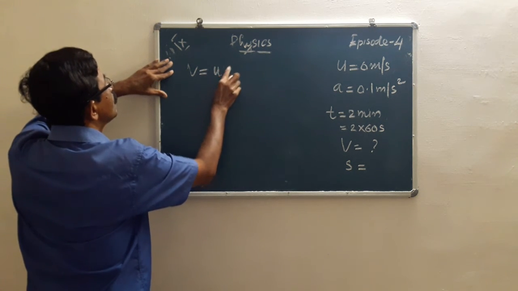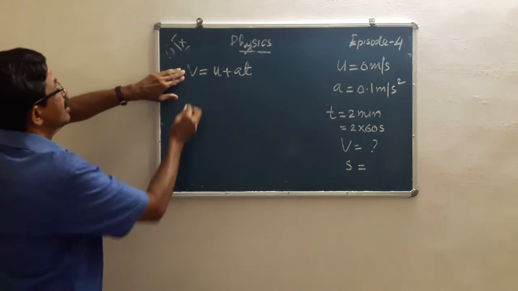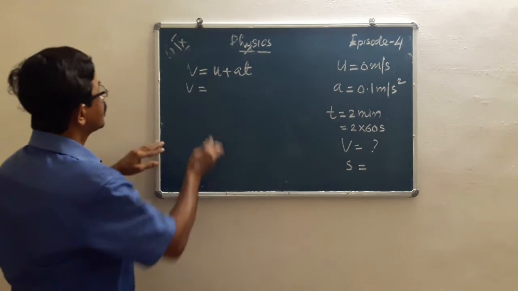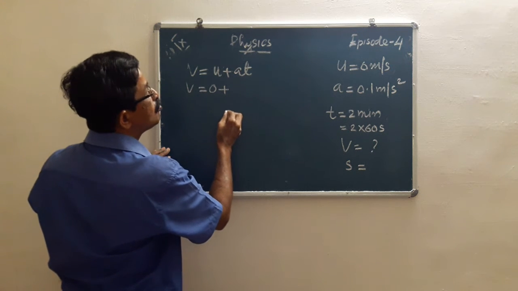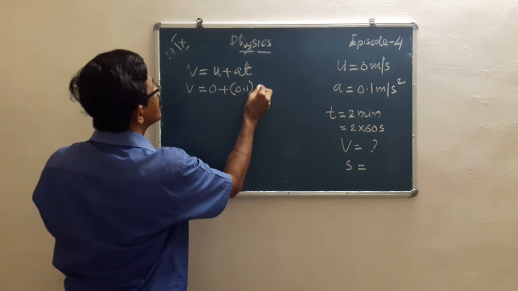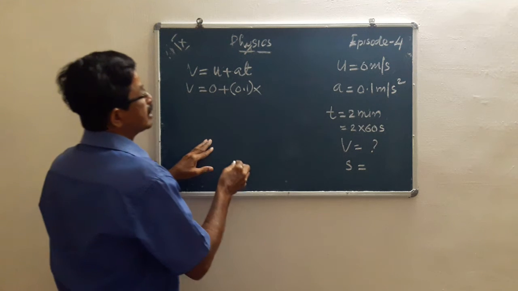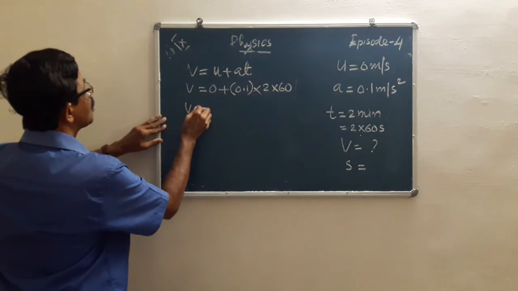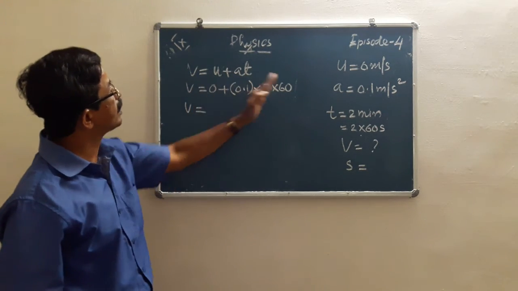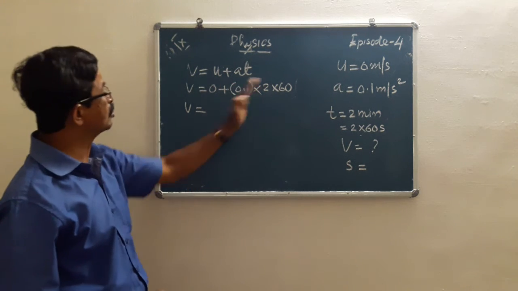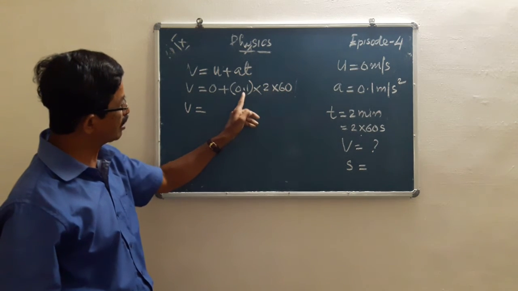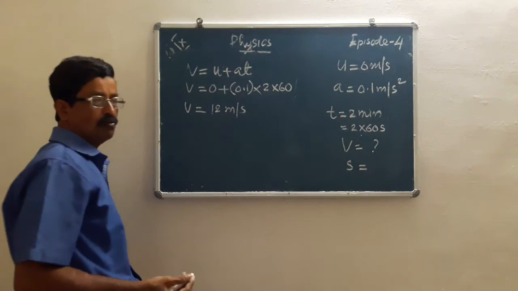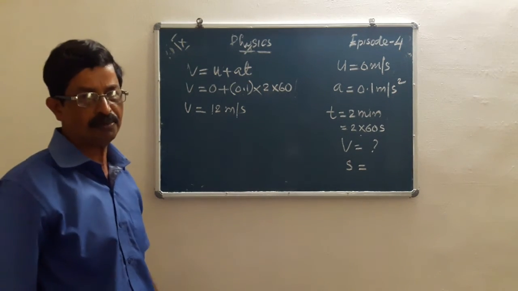v is equal to u plus a t. Its initial speed is how much? Initially it starts from rest, so 0 plus a. It is accelerating at 0.1, into t, the time taken is 2 minutes, that is 2 into 60 seconds. We can write the units later on. So v is equal to 0 plus, and adding 0 to any quantity does not change it. 2 into 60 is 120. When 120 is multiplied by 0.1, it becomes 12. Since the unit of velocity is meter per second, v is equal to 12 meter per second.